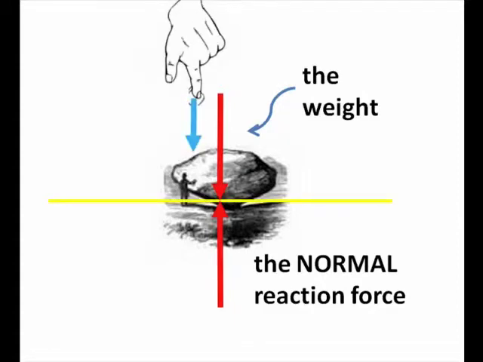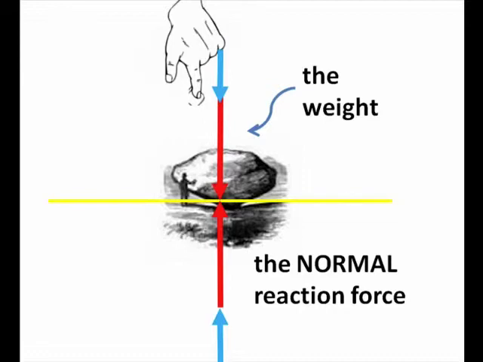Now, suppose a big finger came down and pushed on that rock, adding an additional force downwards. If that happened, now the normal force is increased by how much the finger pushed. So the normal force is the weight plus that extra push.